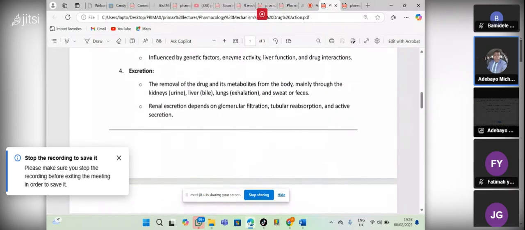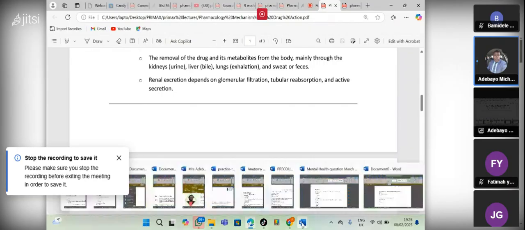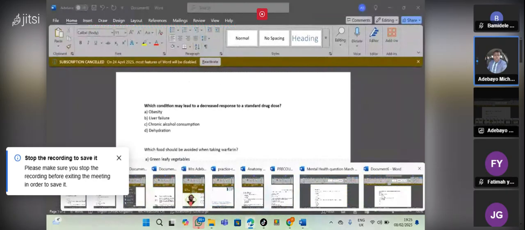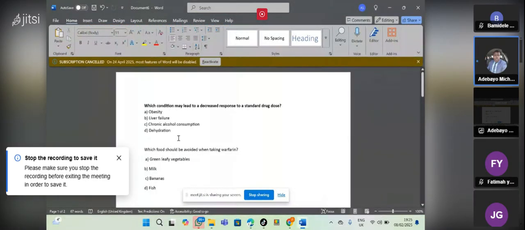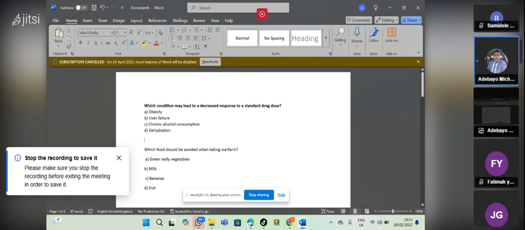So quickly, let's answer this question. There's a question I spotted, and I said we'll quickly answer it before we move forward. You just pop your answer into the chat quickly. Okay, so these two questions. Which condition may lead to a decreased response to a standard drug dose? And which food should be avoided when taking warfarin?